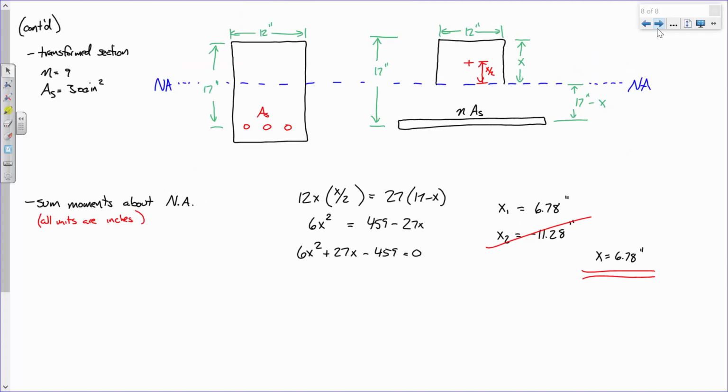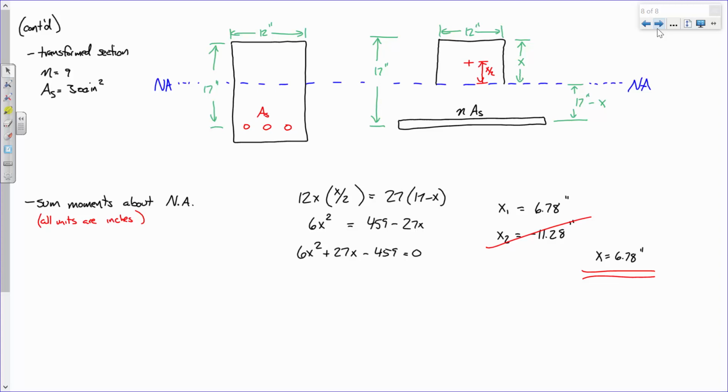This is where things got a little interesting. Remember, we turn the steel into an effective lump of concrete. So if we had 3 square inches of steel, in order to replace that, we would need 27 square inches of concrete, because our modular ratio is 9, and 3 times 9 is 27. We replace that with that effective lump of concrete, and then in order to determine where the centroid is, we're basically just using area times moment arm, like a centroid, sum of AY.